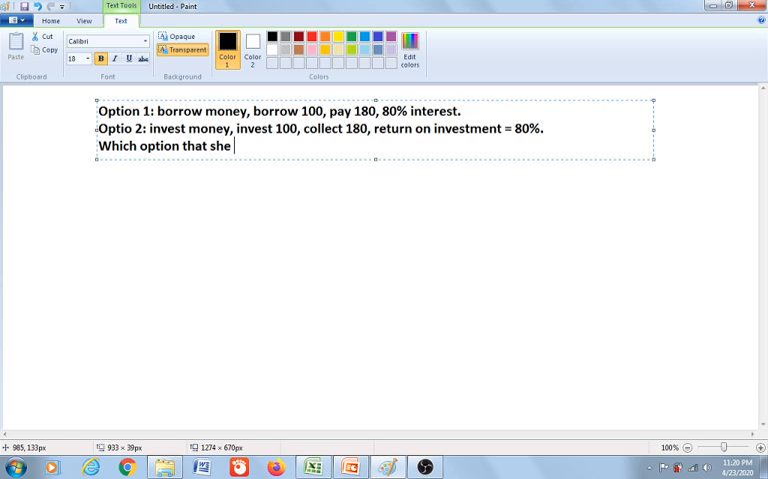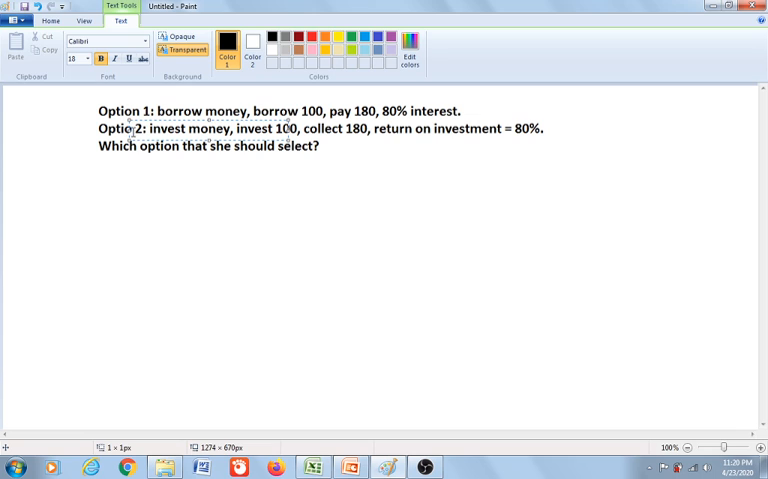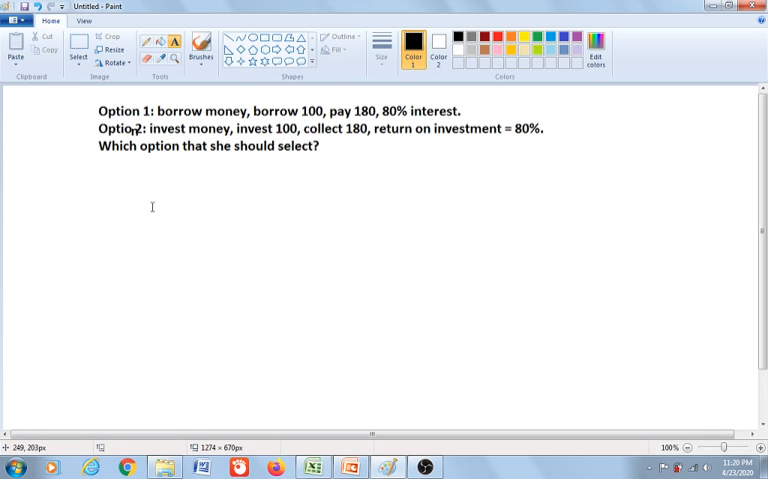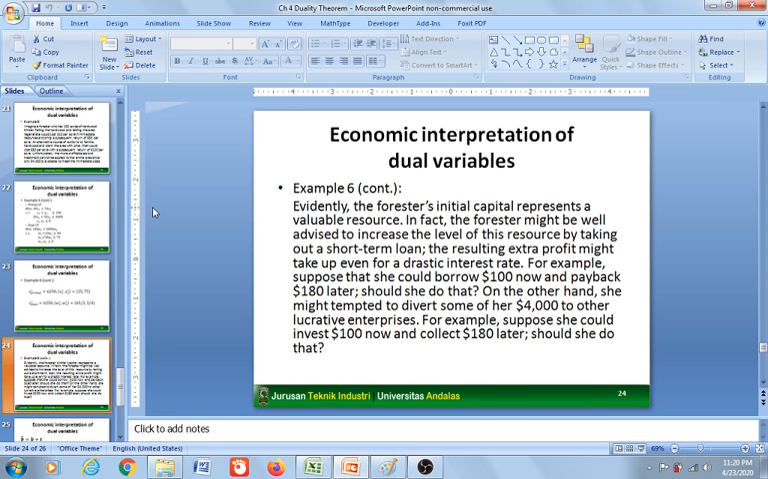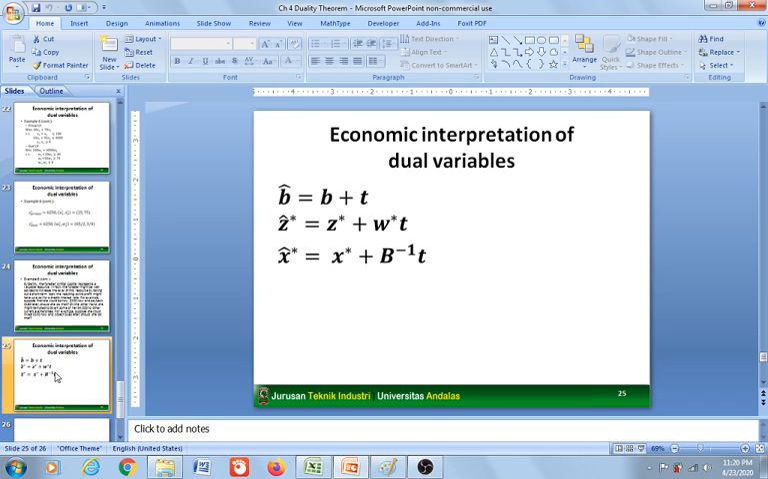Now the question is, which option should she select? Should she select option number 1 or option number 2? The dual variable will help us in order to decide that. We will use this equation in order to determine whether the forester should select option number 1 or option number 2.